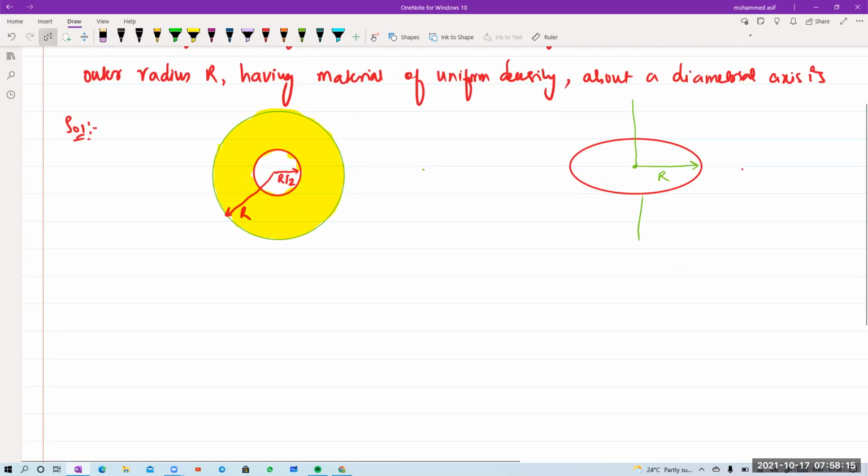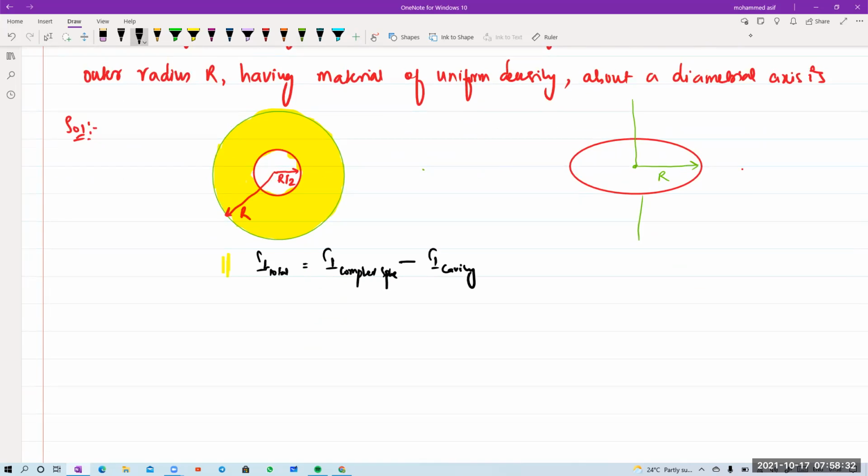That means the moment of inertia will be equal to how much, beta? So the total moment of inertia for this one will be equal to the moment of inertia due to the complete sphere, minus the moment of inertia of the cavity which has been removed from that, isn't it? For the solid sphere, the moment of inertia is 2 by 5 into capital M plus small m into R square. Why? Because total is having capital M, beta.